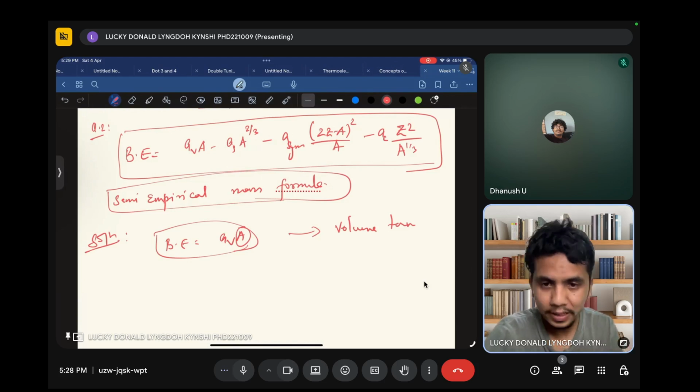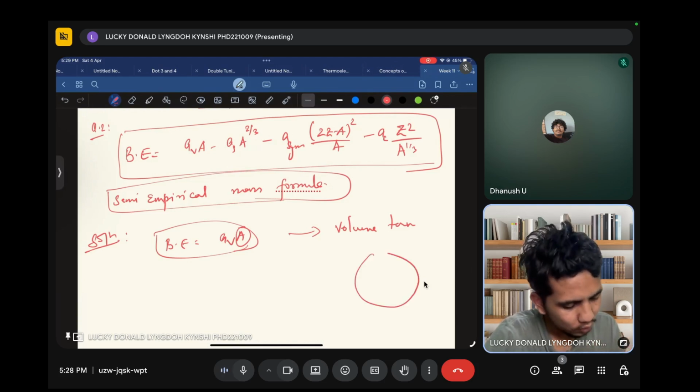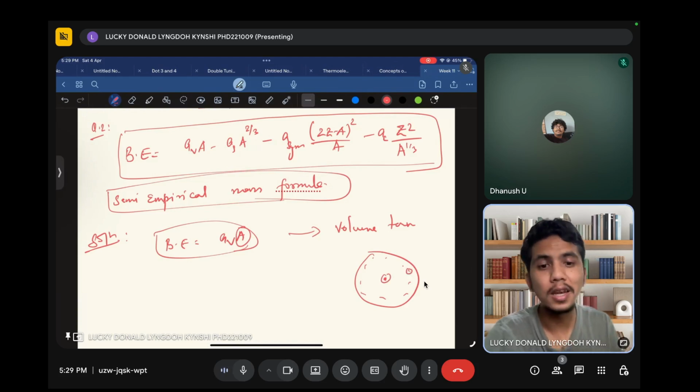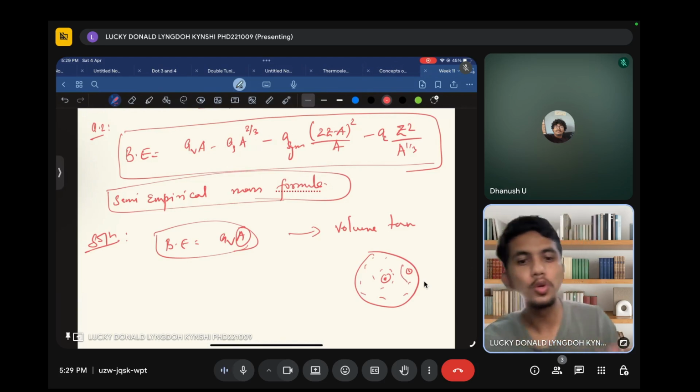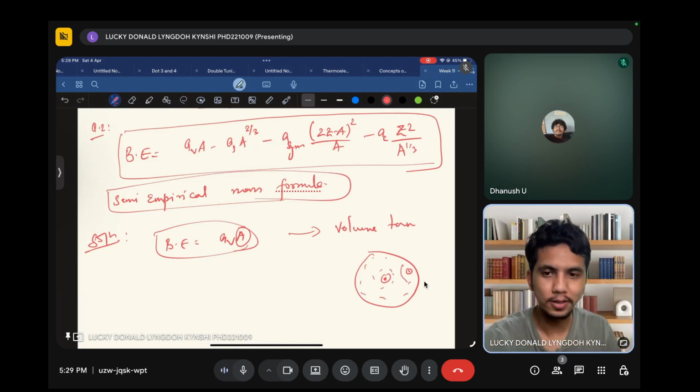But there are also nucleons on the surface of the nucleus, which do not interact the same as the nucleons inside. Suppose you have a nucleus: there are nucleons at the center, and also nucleons on the surface. They interact differently, because nucleons at the center are surrounded by other nucleons on all sides, but nucleons on the surface are surrounded only on one side. There are no nucleons on the other side.